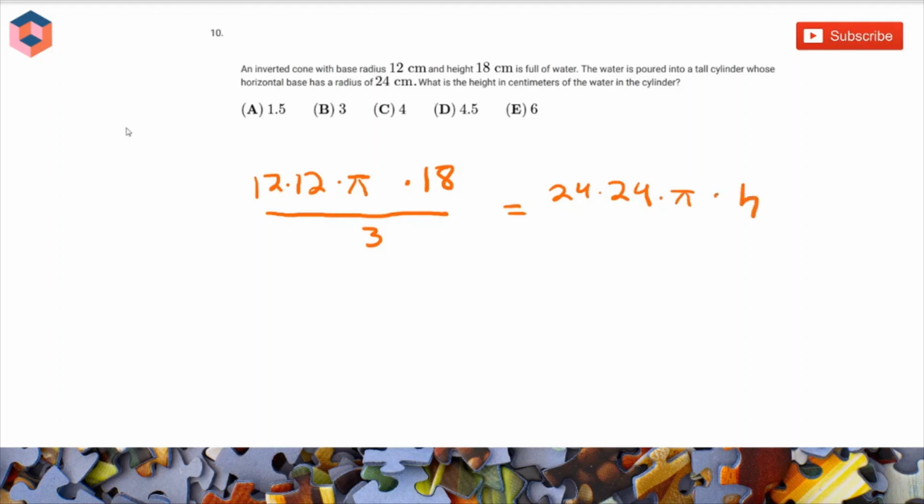This h is really important. This is the variable that we're trying to find as the height. We don't divide by 3 since it's a cylinder. Now, once again, don't do the actual multiplication, but just use some tricks. So these two pairs of 12 cancel out from both sides, and we're left with a 2 here and a 2 here. The pi cancels out, and 18 divided by 3 is just 6. So we have 6 is equal to 4h, or 6 over 4 is equal to h. That means h is equal to 3 over 2, or 1.5.